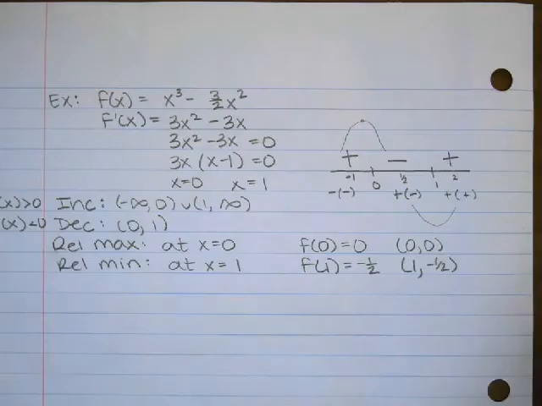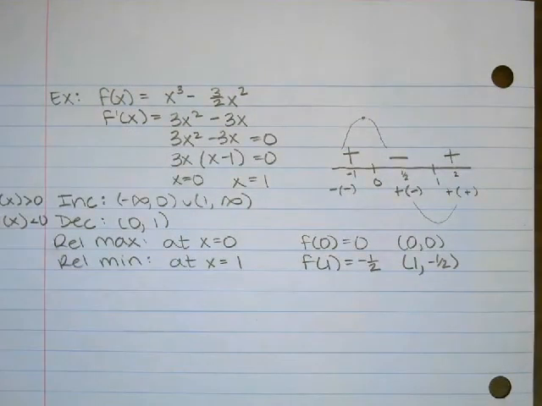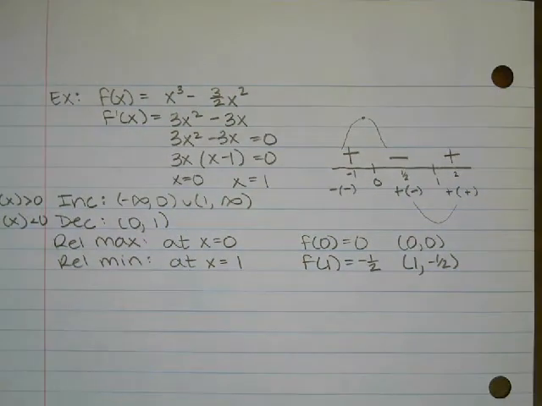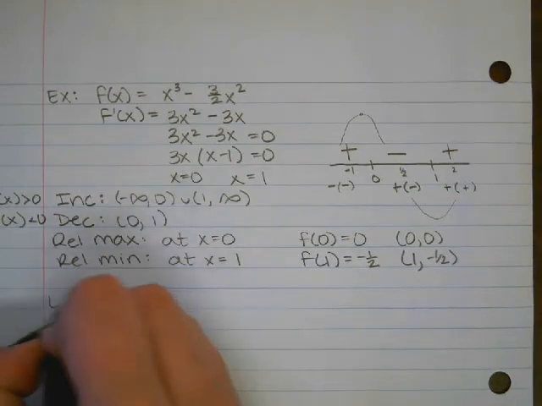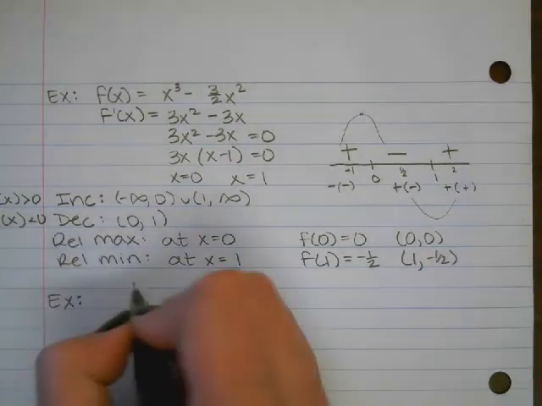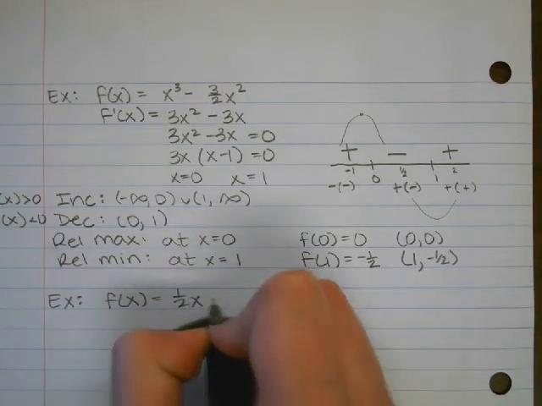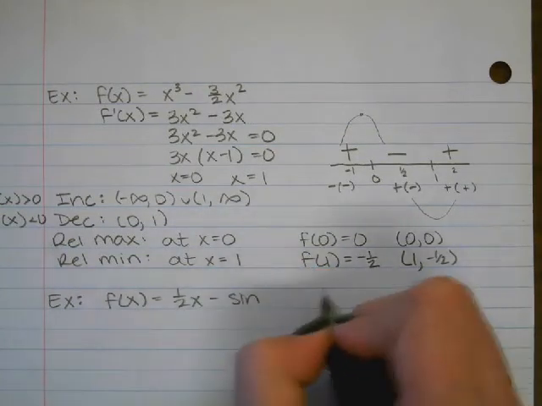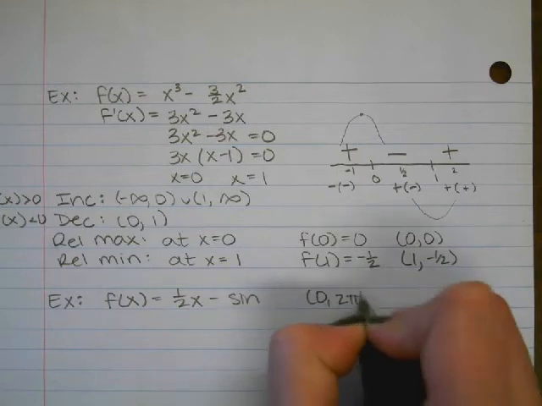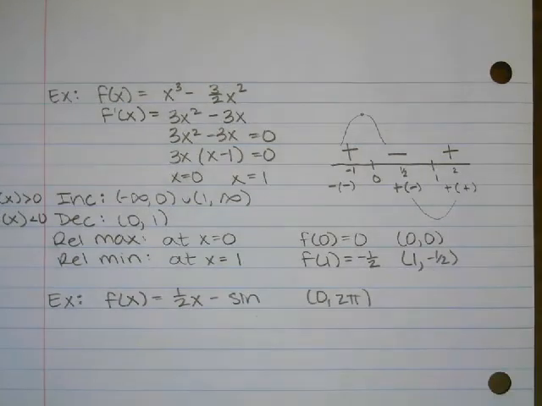And so that means that the relative minimum happens at the point (1, -1/2). Okay, we're going to do the exact same set of instructions, but we're going to look at a trig function so that you can see an example of that. And this time they're going to give us the interval from 0 to 2 pi, because if you know sine graphs, they go up and down a lot, so that's why we cannot have a ton of answers.